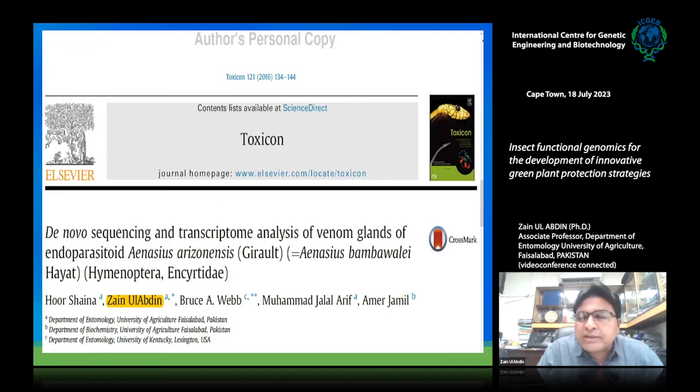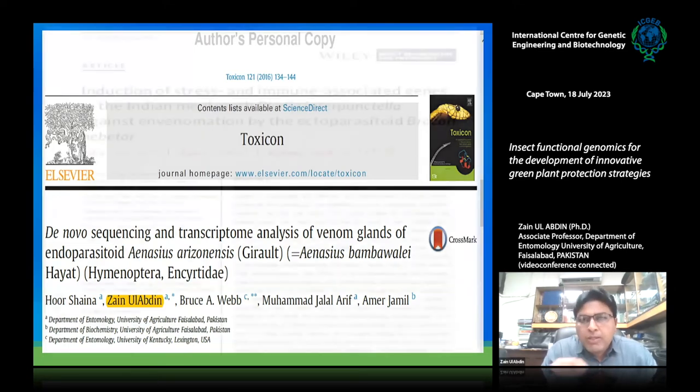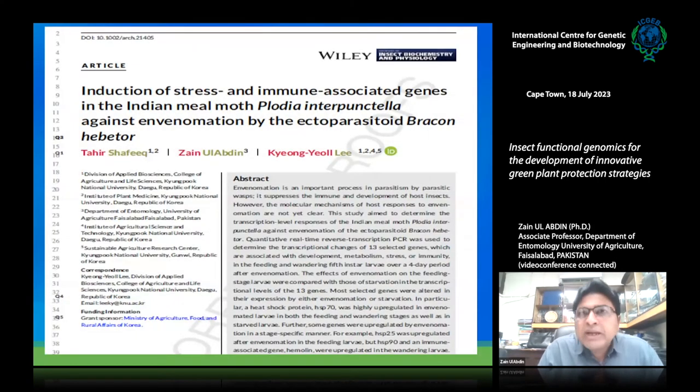Likewise, we use another parasitoid system, which is known as Anagyrus. It is a solitary endoparasitoid of the cotton mealybug, Phenacoccus solenopsis. That pest has destroyed cotton in Pakistan since 2005. It's a sucking pest, and it completely disables the plants. Due to the drain of nutrients, the plants become very weak, and their growth becomes stunted. That solitary endoparasitoid is a very potent endoparasitoid for Phenacoccus solenopsis. We have isolated some novel genes from this parasitoid also. In addition to that, we have isolated some stress-related venom genes from Bracon hebetor, which are responsible to disturb the regular development of Plutella xylostella.